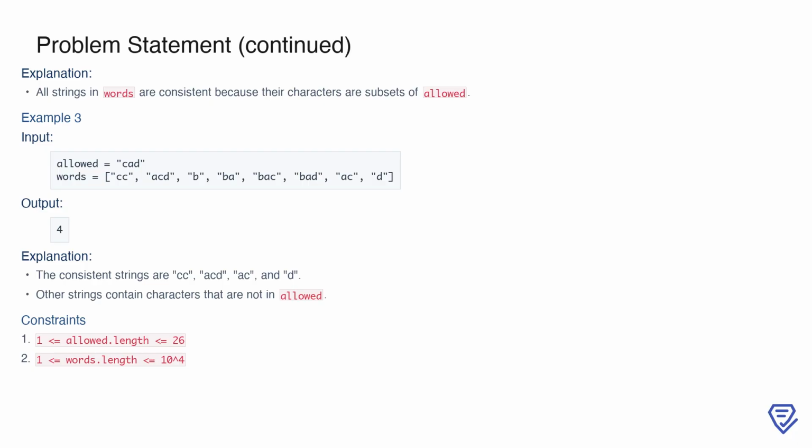In the third example, the input allowed is cad and the words array contains cc, acd, b, ba, bac, bad, ac, d. The output is 4, as only cc, acd, ac, and d are consistent strings. These strings only contain characters from the allowed string cad. The other words include characters like b that are not in allowed, making them inconsistent. This demonstrates how we filter words based on the allowed string.